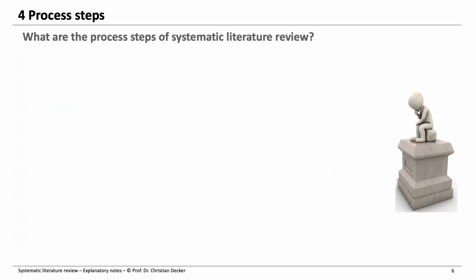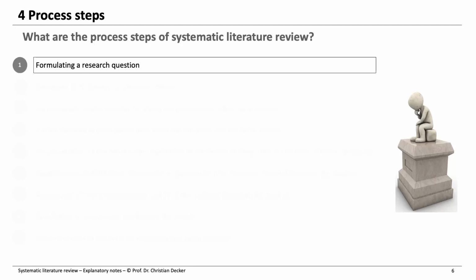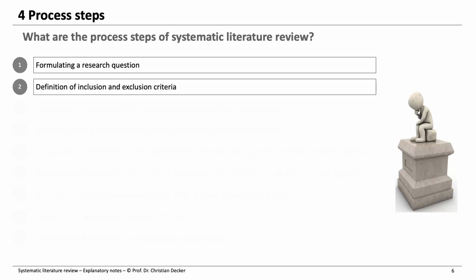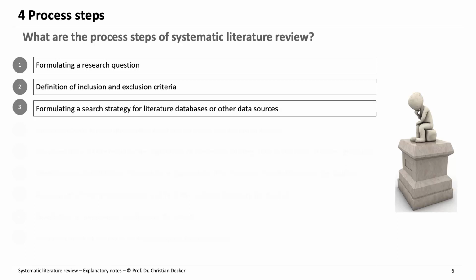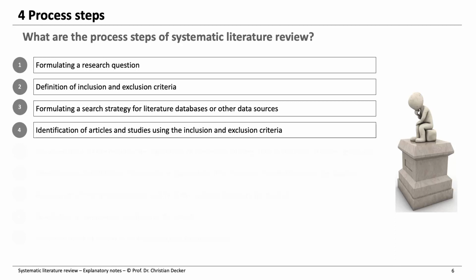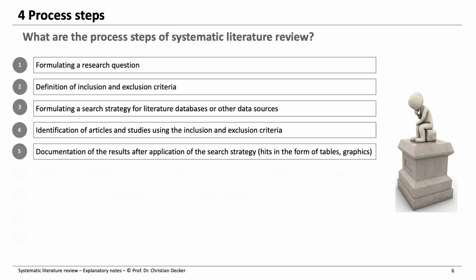What are the process steps of systematic literature review? First, a research question is formulated. This is followed by a definition of inclusion and exclusion criteria. Then, a search strategy for literature databases or other data sources is formulated. Thereafter, articles and studies using the inclusion and exclusion criteria are identified. This is followed by a documentation of the results after application of the search strategy, for example, hits in the form of tables and graphics.